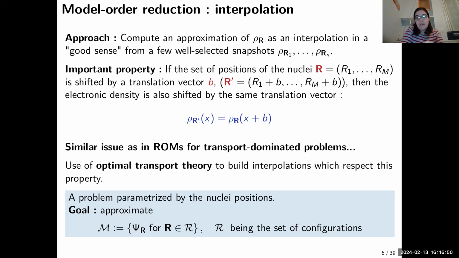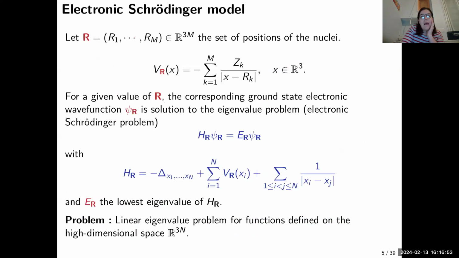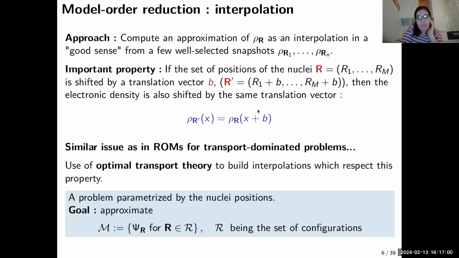Okay, but here for the sake of simplicity, I'm only going to consider some toy models, where the solution of which will be these wave functions. But keep in mind that here I'm only focusing on toy models, but in practice, one would only have access to the one-body electronic density. And what we want to do is to build some reduced order models in order to accelerate computations of these quantities, either one-body electronic densities or wave functions, and the parameters will be the set of positions of the nuclei of the molecule.